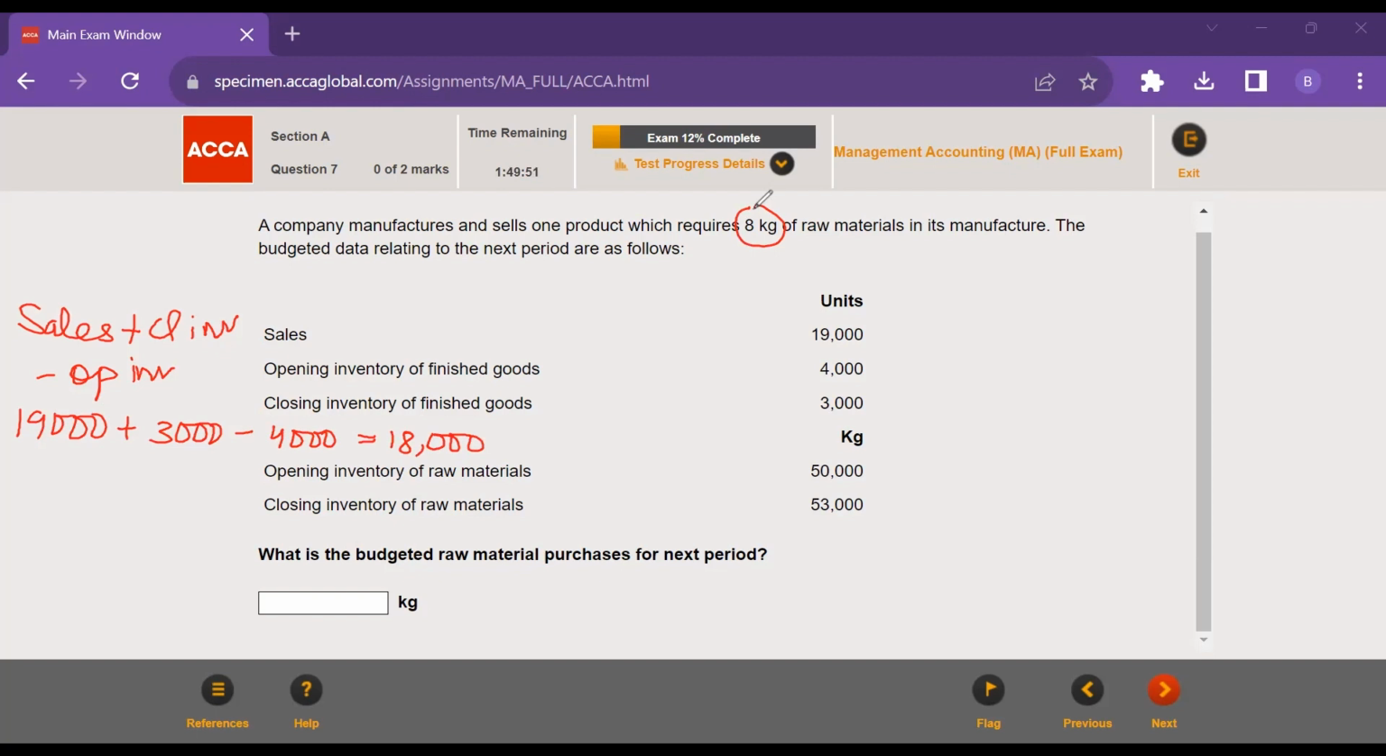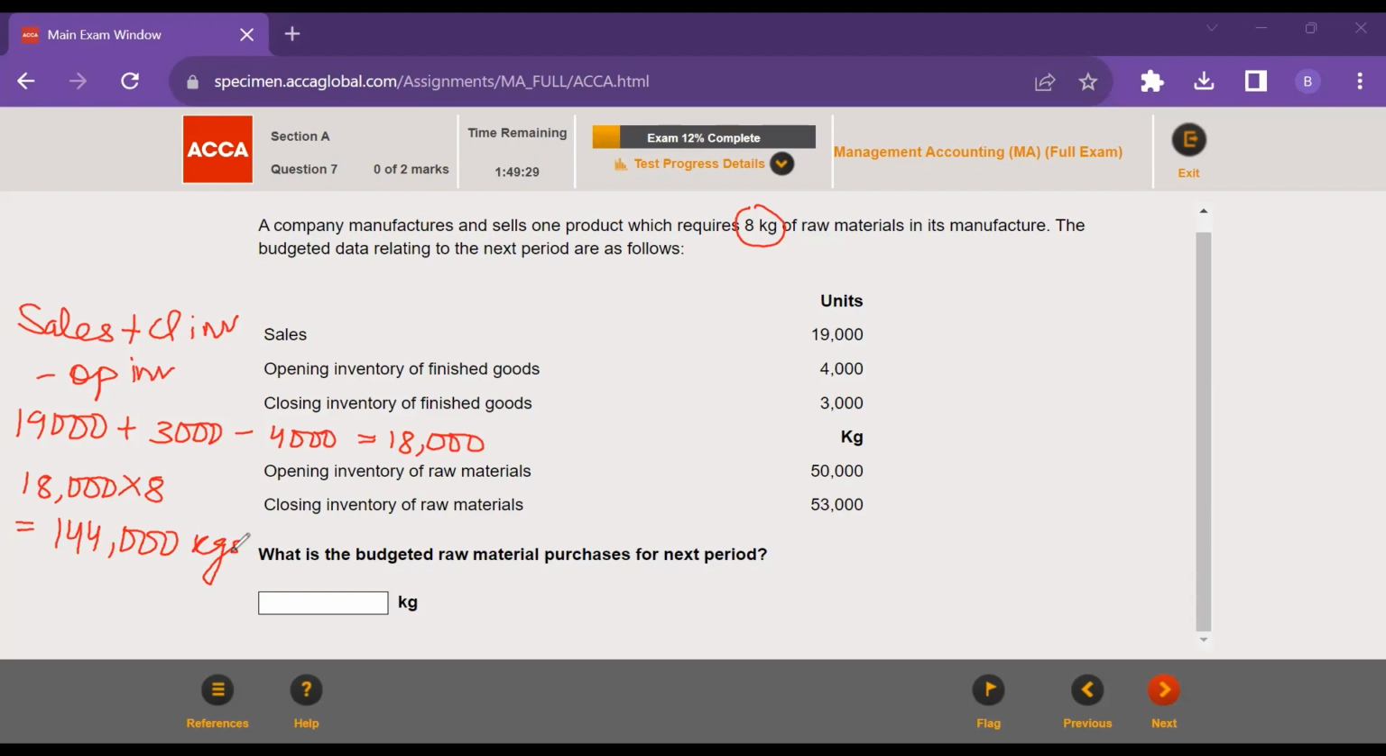So to convert it into kg, I will say that 18,000 multiplied by 8 is going to be my requirement. If I just carry this out on my calculator, this is 144,000, and this is in kgs, right? So we do have an opening, again the purchase budget will remain the same, the formula.